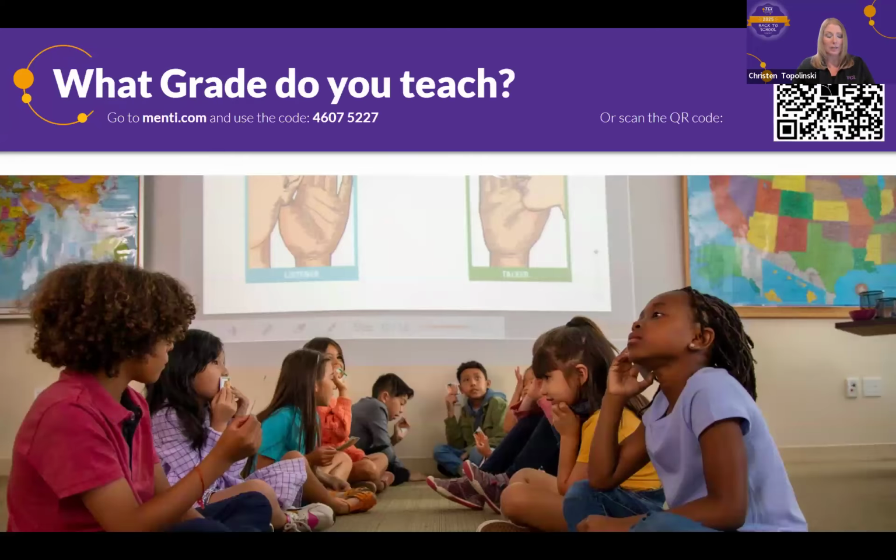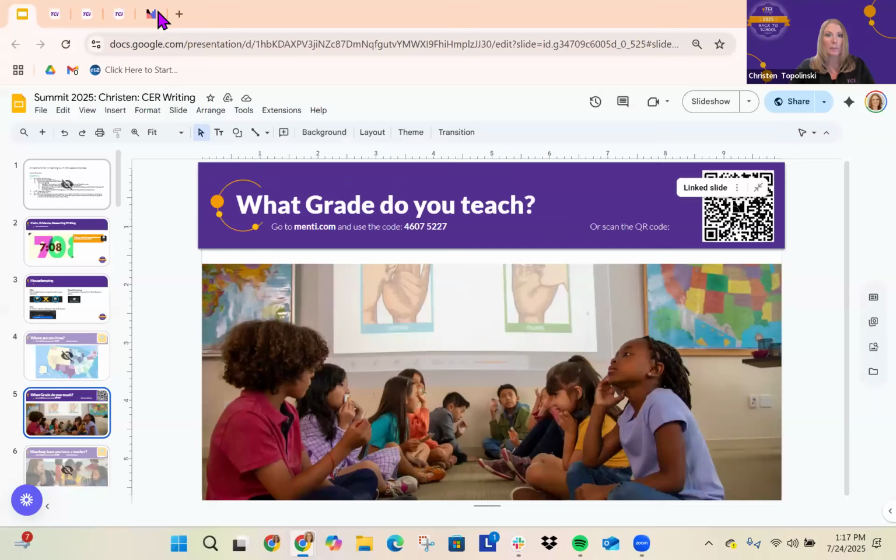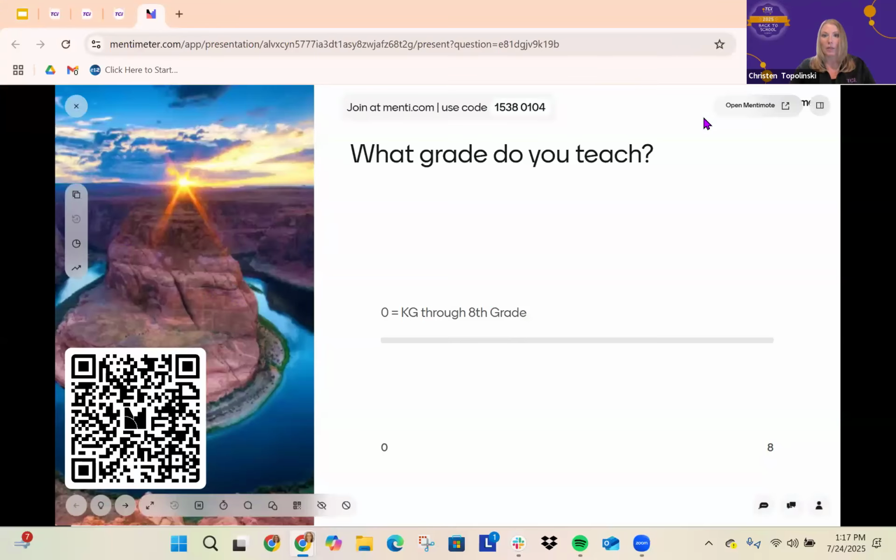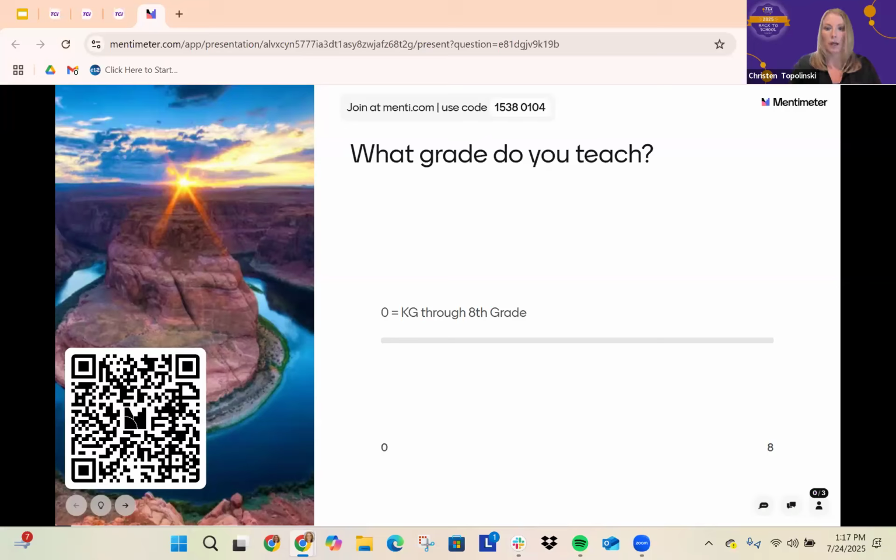All right, so I want to start with what grade you teach. This is going to help me determine where I want to spend the bulk of my time today. So we'll go ahead and have you tell us what grade level. If you could scan that Mentimeter code and then let us know what grade you teach, that would be great.